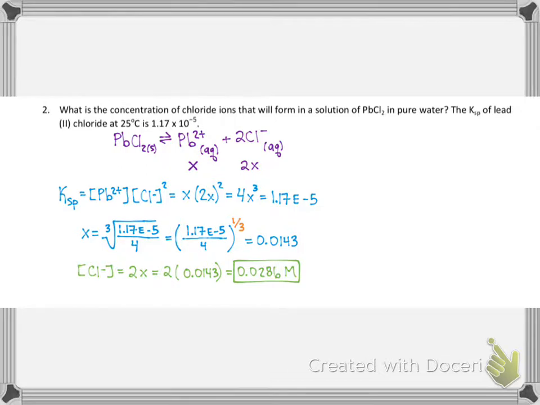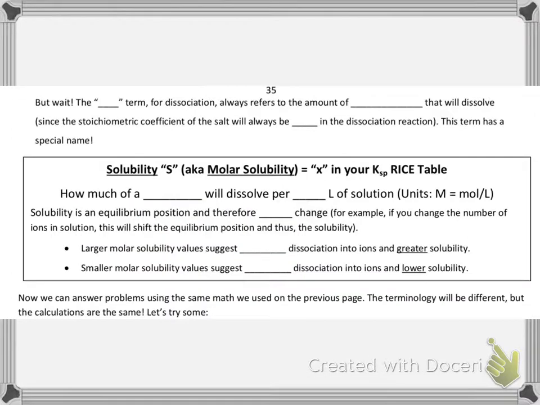All right, before we are done, we have one last thing to talk about because there's a little bit of terminology that's different when you're talking about KSP. So let's look at that. You may have noticed that the x term, when things are dissolving, is always going to be equal to the amount of solid that dissolves, because the stoichiometric coefficient of the salt is always 1 in the dissociation reaction. Because of that, the x term actually has a special name. It's called the solubility, or molar solubility.